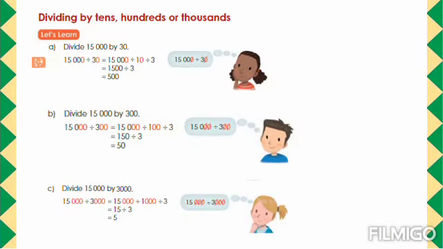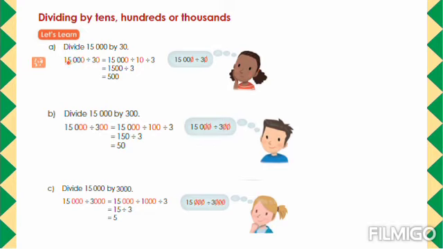Okay, so now class, let's continue. In this slide we will be learning how to divide by tens, hundreds, or thousands. We also have three numbers to use here for our discussion. Let's divide 15,000 divided by 30. As you see in the number sentence, there are only two zeros in red color, highlighted with red, simply because only those will be cancelled.